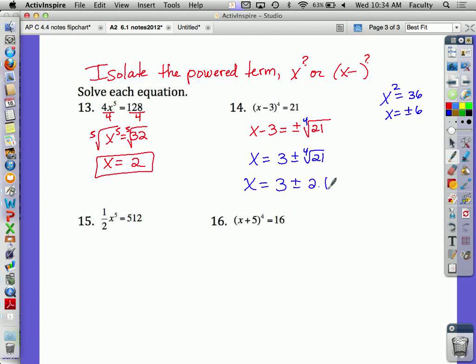So some of the homework problems ask you to round or to estimate it. So this would be what, 5.1, because that's 3 plus 2.1, and then 3 minus 2.1 would be 0.9.